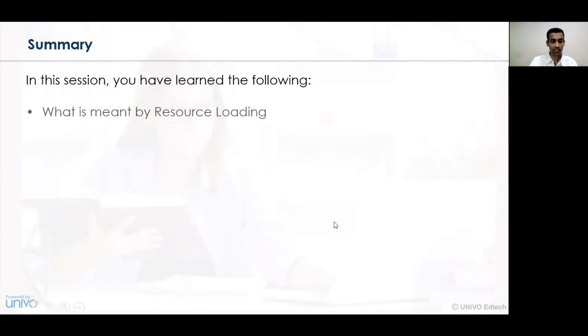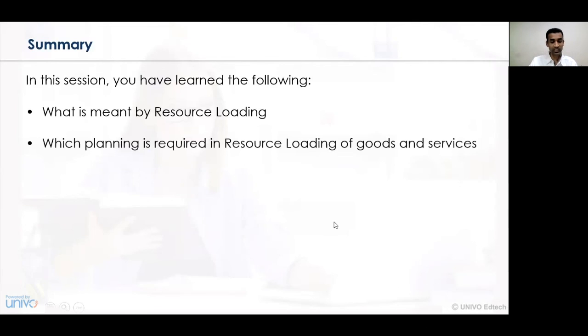So now let's summarize what we have learned in this session. In this session, we have understood the concept of what we mean by resource loading, what the various factors or planning required are when resource loading is implemented for goods and services in an organization, and how to implement resource loading. Simultaneously, we have also dealt with various formulas required for calculation of resource loading and how the value can be computed.